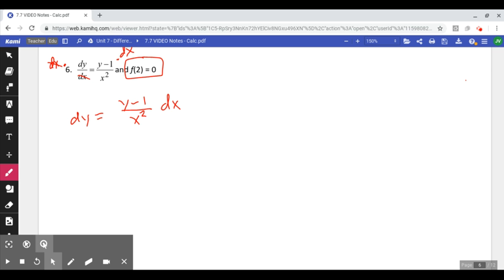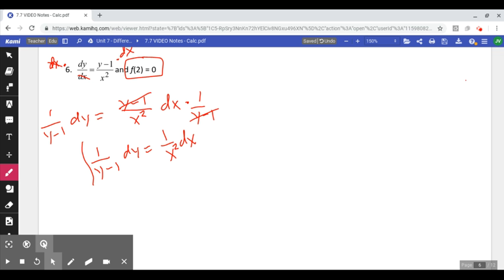So the next thing we need to do is get the y minus 1 away from the right-hand side. We want to move that to the left. To do that, we'll divide by y minus 1, or multiply by 1 over y minus 1. So I'll multiply the left by 1 over y minus 1 as well. Those y minus 1s will cancel, and we'll have 1 over y minus 1 dy is equal to 1 over x squared dx. At this point, we want to integrate this.